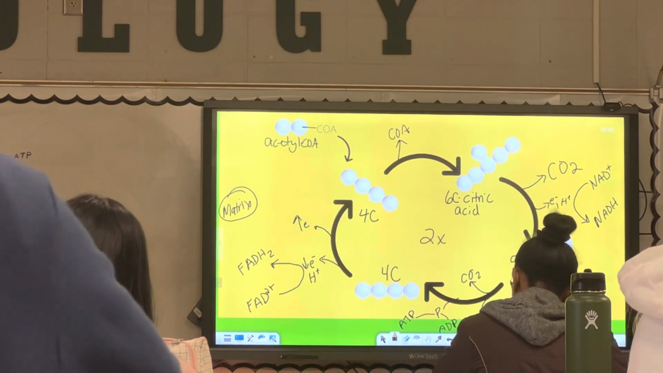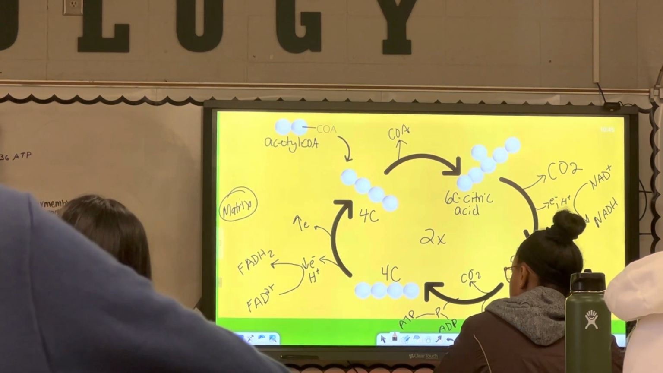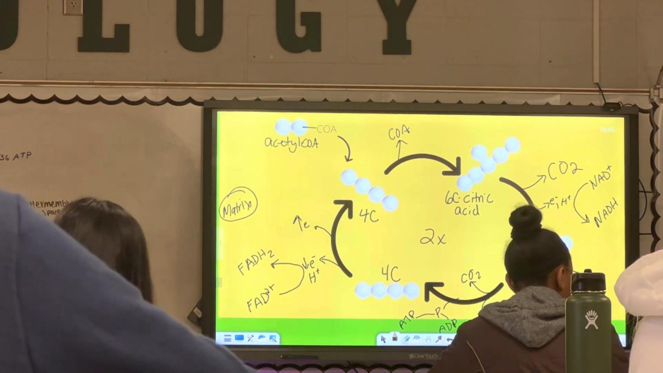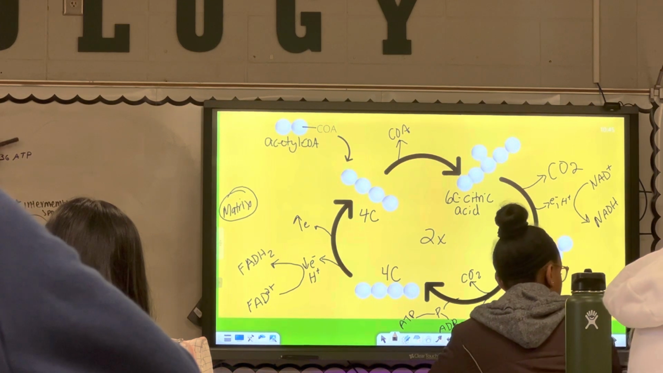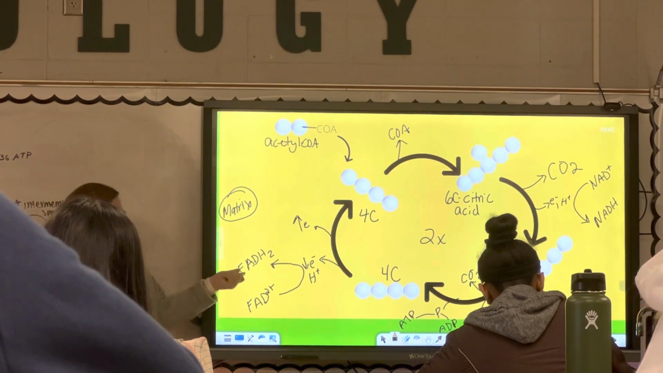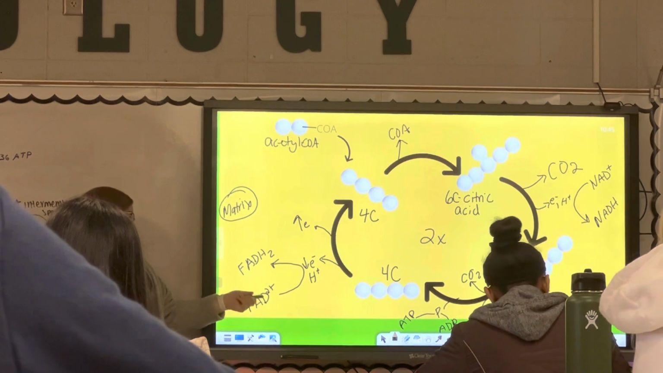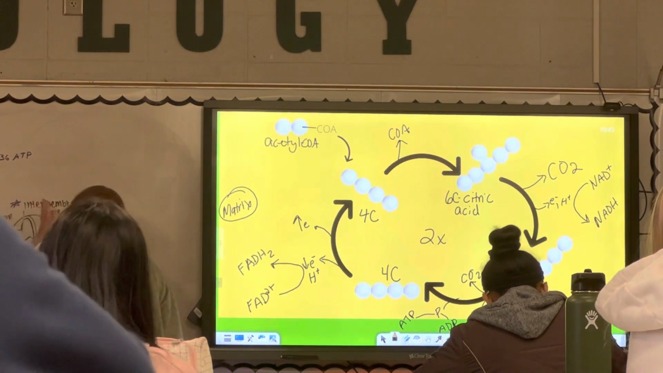So if FAD2+ is going to pick up 2 hydrogen ions, how many positives is that? 4, right? 2 plus, and 2 hydrogen ions that are also plus. Plus 2, plus 1, plus 1 is plus 4. How many electrons is it going to take to get it back to neutral? 4. So this FAD2+ is picking up 4 electrons every time it comes in.